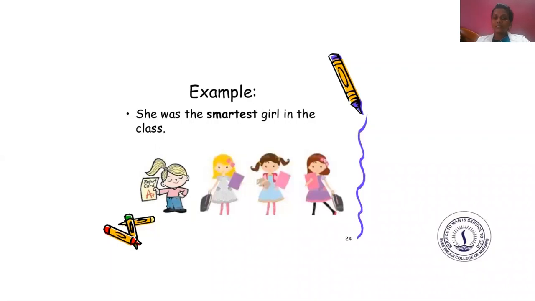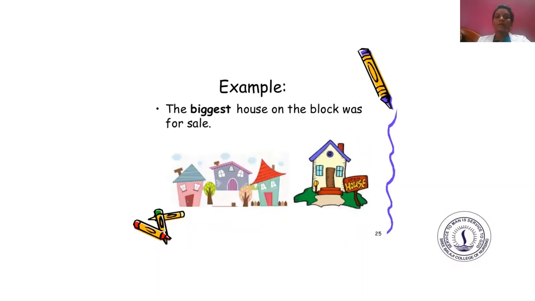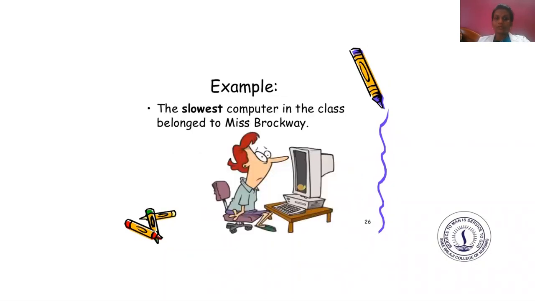She was the smartest girl in the class. You are comparing her with other girls in the classroom. So she was the smartest girl in the class. The biggest house on the block was for sale. The slowest computer in the class belonged to Miss Brockway.